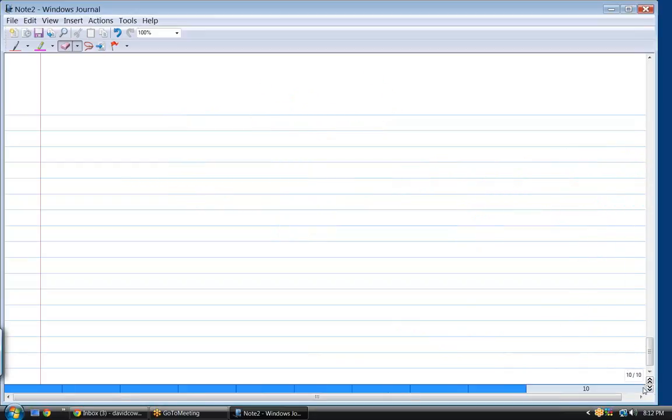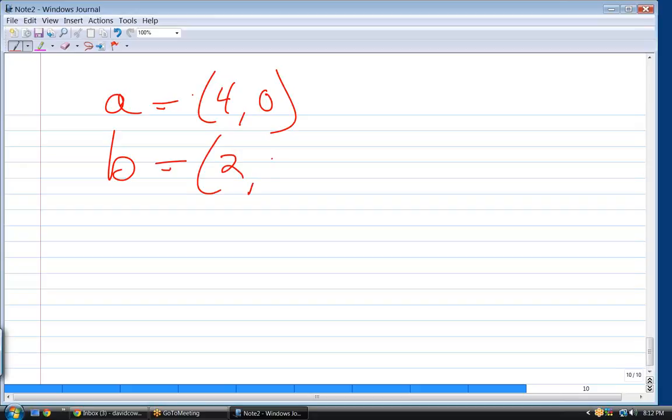All right. What was the problem you had on unit vectors? Next one is A equals 4, 0, and B equals 2, 1. What's the question? It just has to find the unit vector in direction AB and the vector of magnitude 3 in the opposite direction.